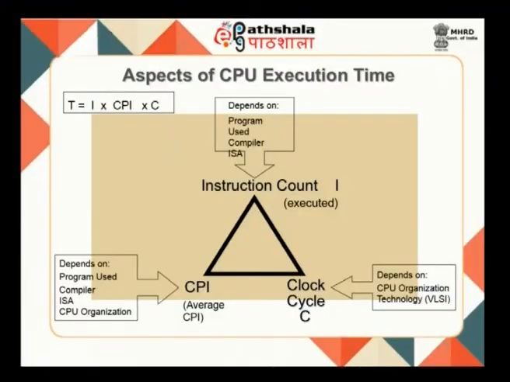This again depends upon the program used, because you may use complicated instructions which have a number of elementary operations, so your average CPI value might increase. Similarly, the compiler may translate it using complicated instructions instead of simpler instructions. So, the compiler may also have a role to play, and because the compiler is only using the instructions in your ISA, the ISA definitely has a role to play. And finally, the CPU organization also has a role to play in designing the CPI values. So, these are the various parameters that will affect these 3 factors, and by taking these into account and appropriately designing them, you will be able to reduce the CPU execution time.